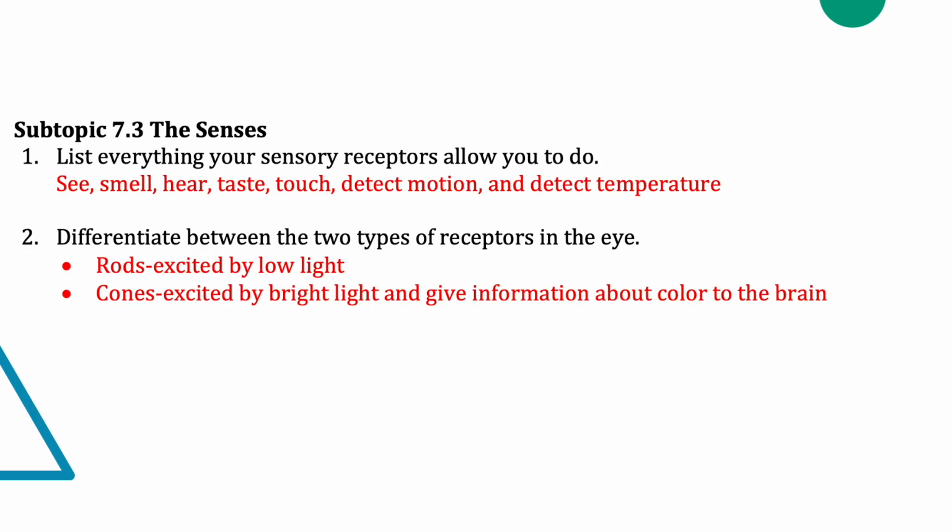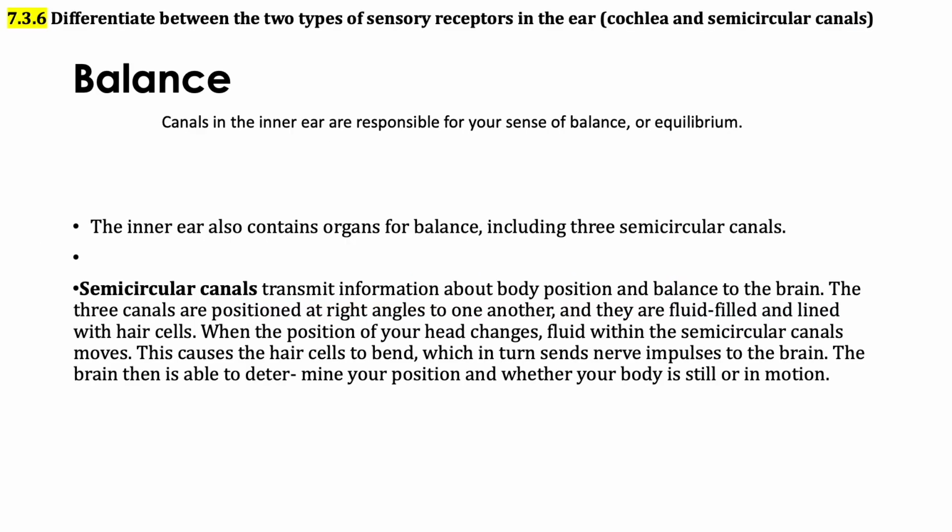Now here are some questions that can help you to answer. List everything that your sensory receptors can do. They can help you see, smell, hear, taste and touch. So definitely the 5 senses. And the difference between the rods and the cones we have discussed already. You can go through it.